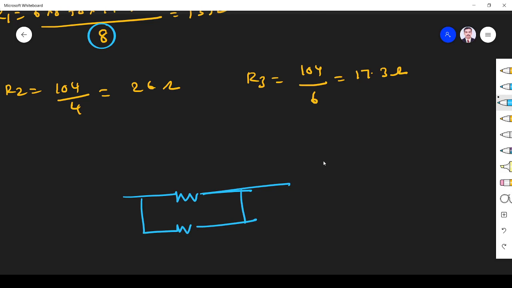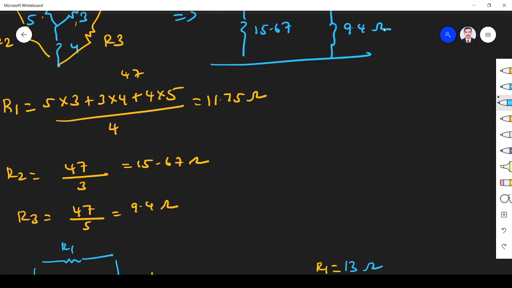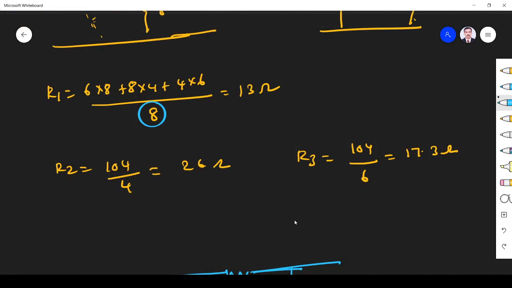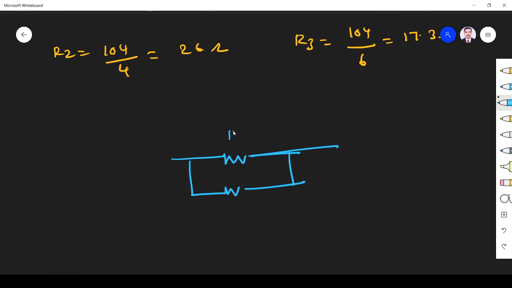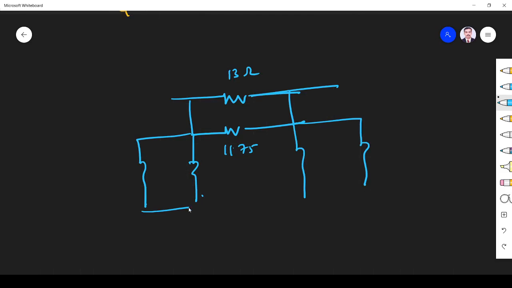So this R1 is 13 ohm. This R1 is 13, this R1 is 11.75. So the top side is 13 ohm. This is 11.75. Next to left hand side, what we got? We have 2. Similarly right hand side also we have, simplified. Left hand side R2, R2, right hand side R2, R2. So left hand side we got 15.67, here 26 ohm. This only we have to find.